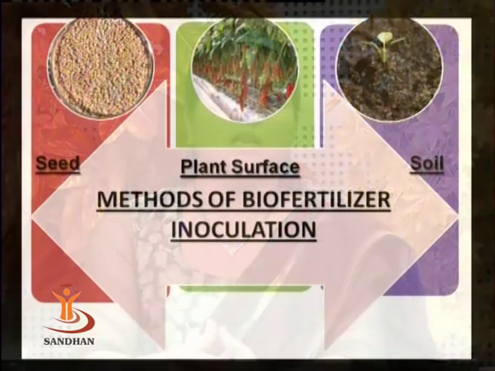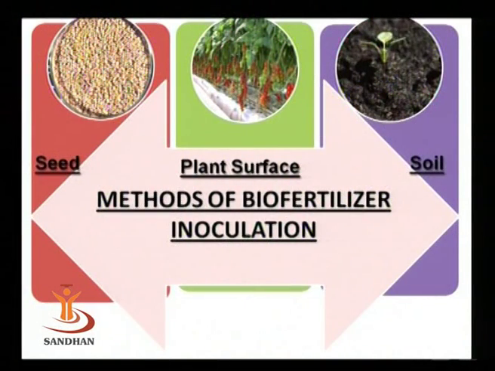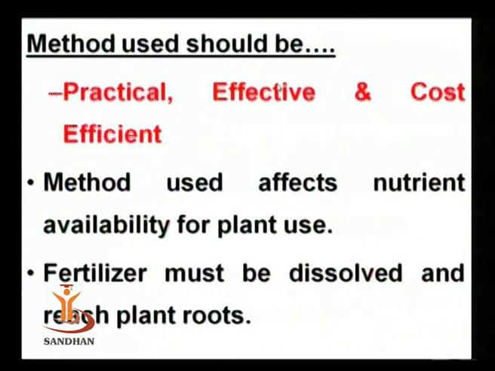Whenever we see methods, there are mainly 4 methods available. Whenever we are going to use methods, we can apply biofertilizer either on seed, or on plant surface, or on soil. So which are the methods? Now it is the list of methods of biofertilizer. Mainly 4 methods are there in the application of biofertilizer.